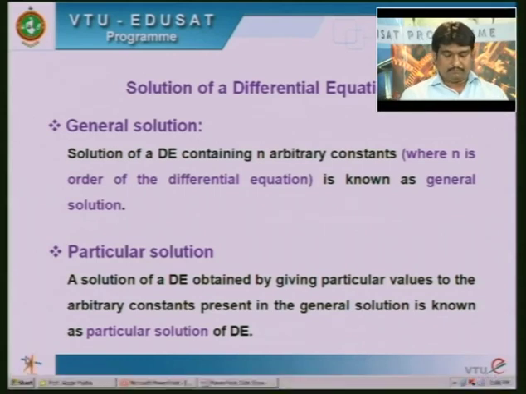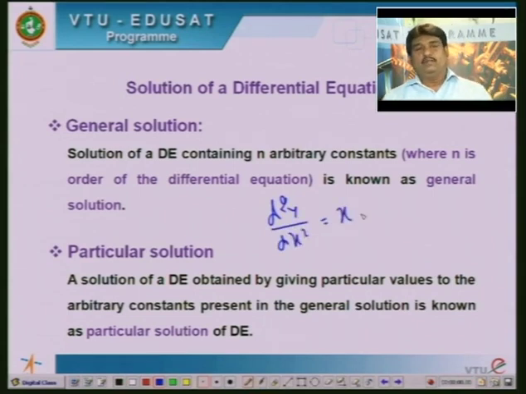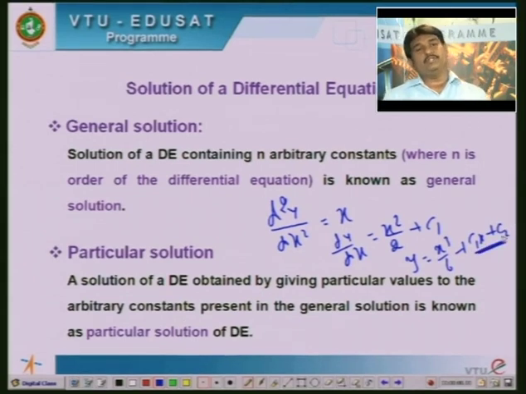For example, if it is a second order differential equation, d square y by dx square equals to x, it's very simple. I can find its solution by direct integration. If you integrate it once, I'll get dy by dx as x square by 2 plus c1. If you integrate it again, you will get y as x cube by 6 plus c1 x plus c2. So there are two arbitrary constants c1 and c2. This is known as the general solution of a differential equation.